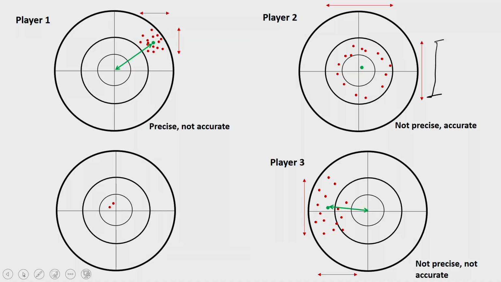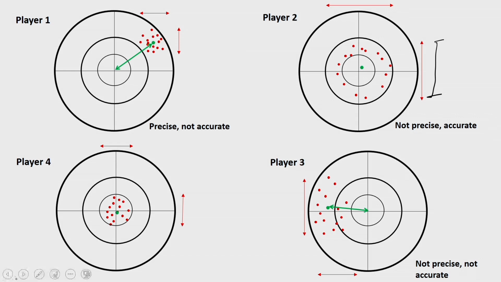Player 4 is putting his shots like this. We can see that player 4 is very accurate as well as precise because the spread of his shots is very small. So we call him precise and accurate.